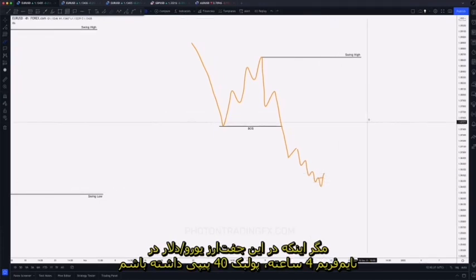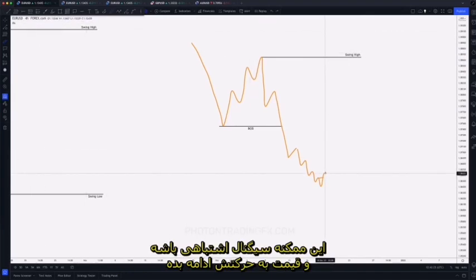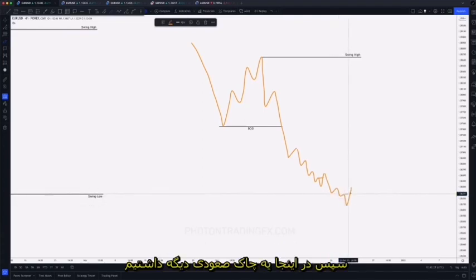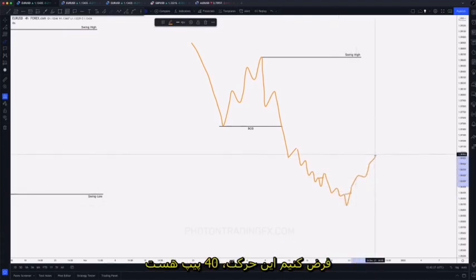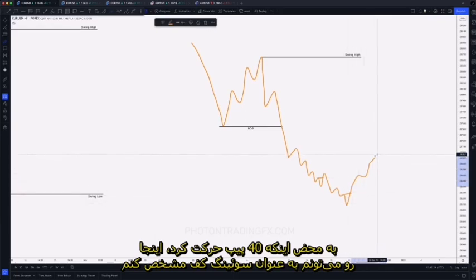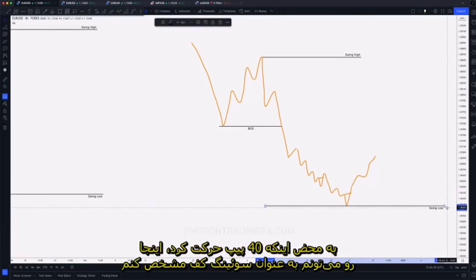until I get that 40 pip pullback on EUR/USD on the 4 hour chart. Because what can happen is it could be a little false signal and price could keep going. Then we get another bullish change of character here. And then let's say that this now is 40 pips. The moment that this movement moves 40 pips, boom, now I can mark this out as my swing low.